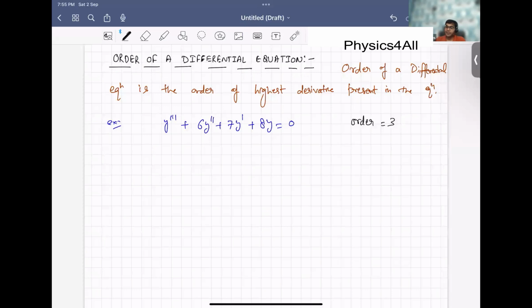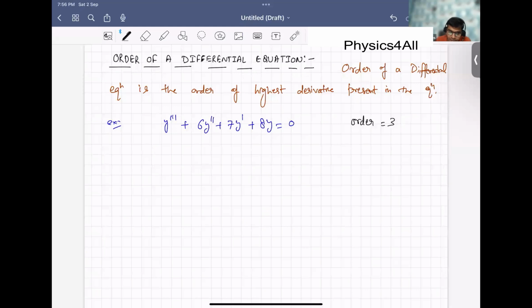And what about the degree? The power of the highest order present becomes the degree of the differential equation. The differential equation that I just discussed, in which the highest derivative present was order 3, what's the power of this? There is no y triple prime square or something like that. Okay, so its degree is 1. Had it been the square of it, y triple prime square, then this could have a second degree. Order is highest derivative and degree is the power of the derivative, right?